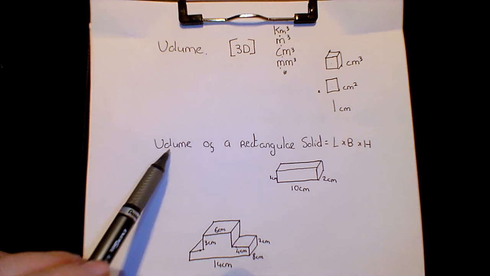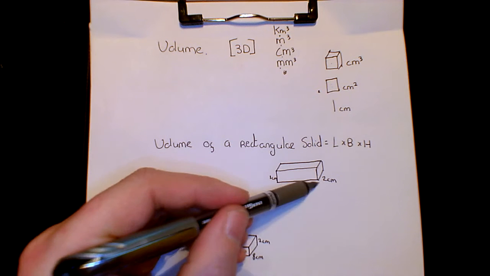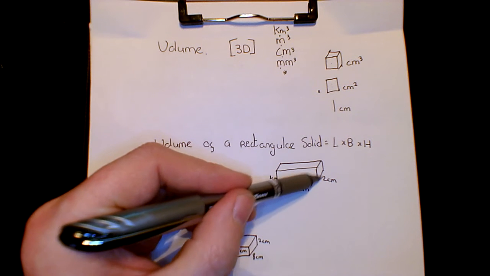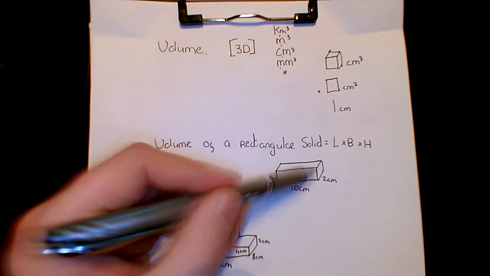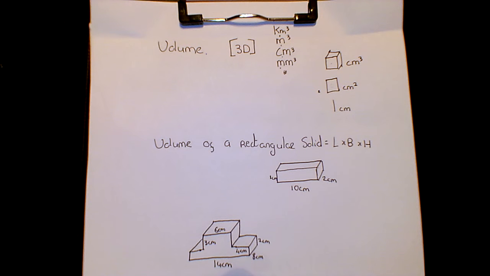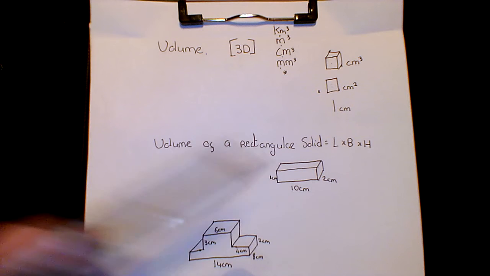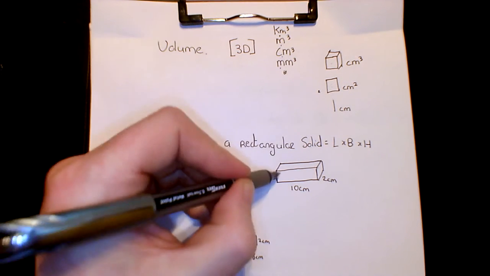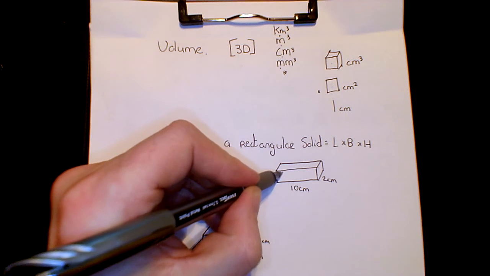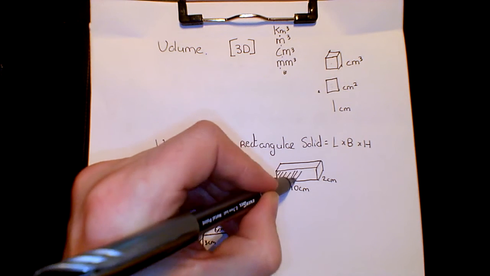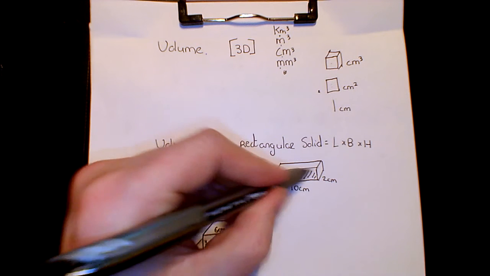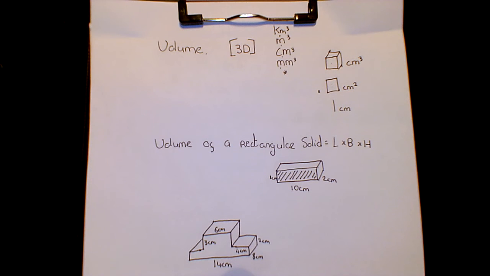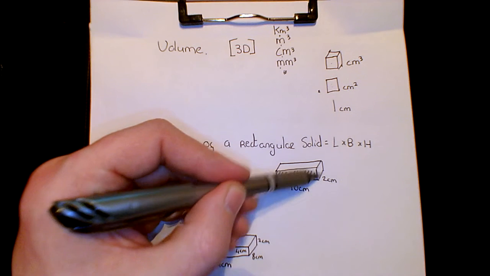So here's the formula. The volume of a rectangular solid is length multiplied by breadth, which is how deep it goes back, multiplied by height. But I like to think of it another way, and progress it on from the area. In all these shapes, I like to find the area of the face of the object, which is the front piece, and then multiply my answer by the depth.